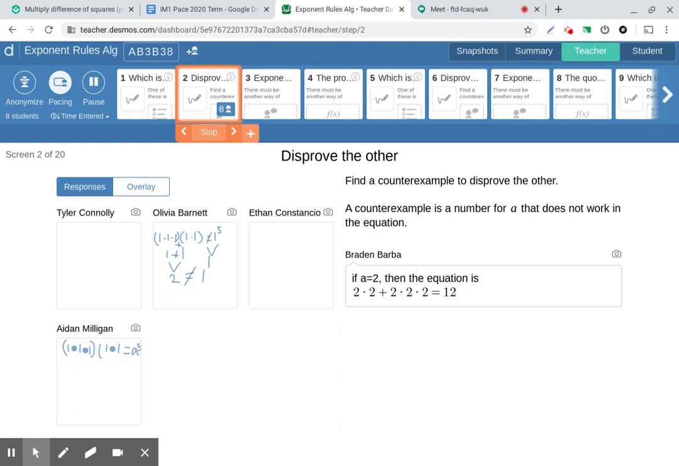Wait, am I doing it wrong? Wait, I think I have the answer. Wait, so it's 2 times 2. It's 4. 2 times 2 times 2 is 8. So it's 12. Oh, I see what you're doing. You're doing them separately, like the separate equations, right? Yeah. And 12 does not equal 2 to the 5th, right? Yeah. And 2 to the 5th equals 32.